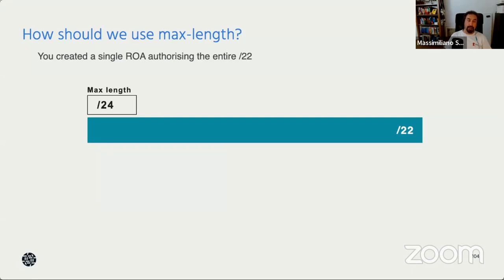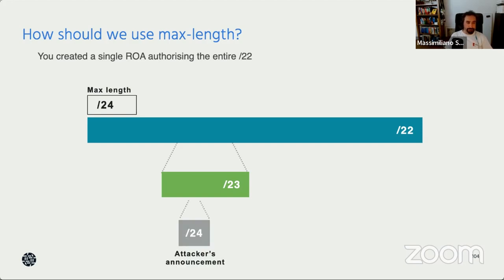Max length is a powerful tool, but it exposes you to a series of different issues. Imagine you have, similar to the case I showed you before, /22, max length /24. Assuming you are announcing a /23 out of this, what I could do as an attacker, let's say I operate a data center. Inside my data center, I could set up a tiny little router in a corner, connect that to my core router, and use that small router to originate a /24 out of your address space.